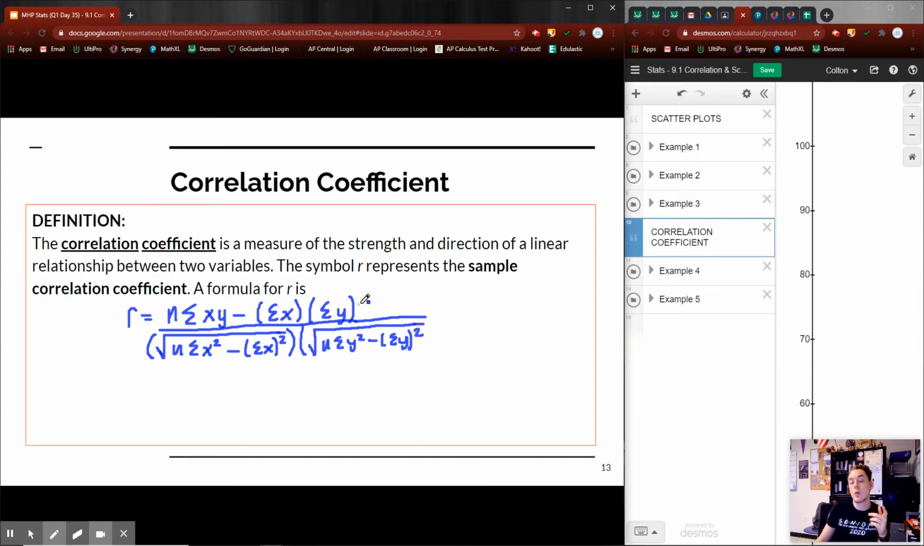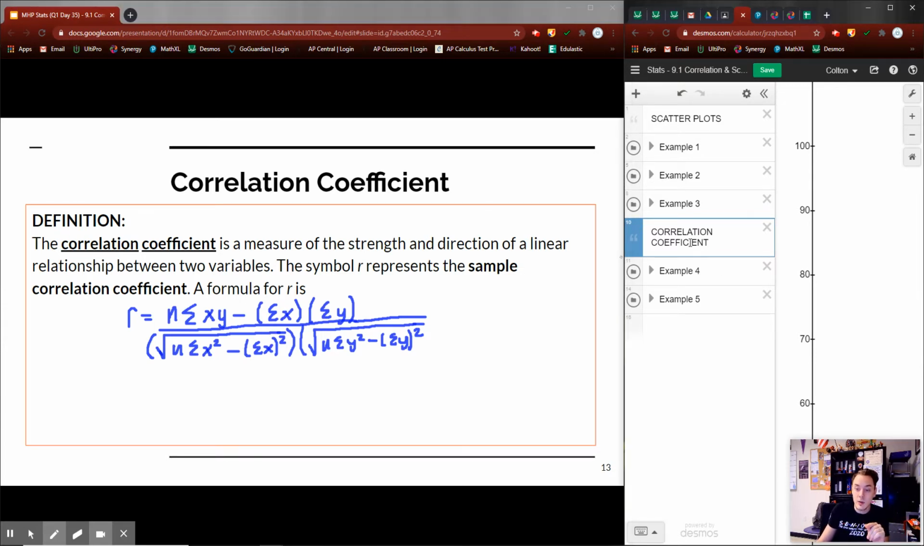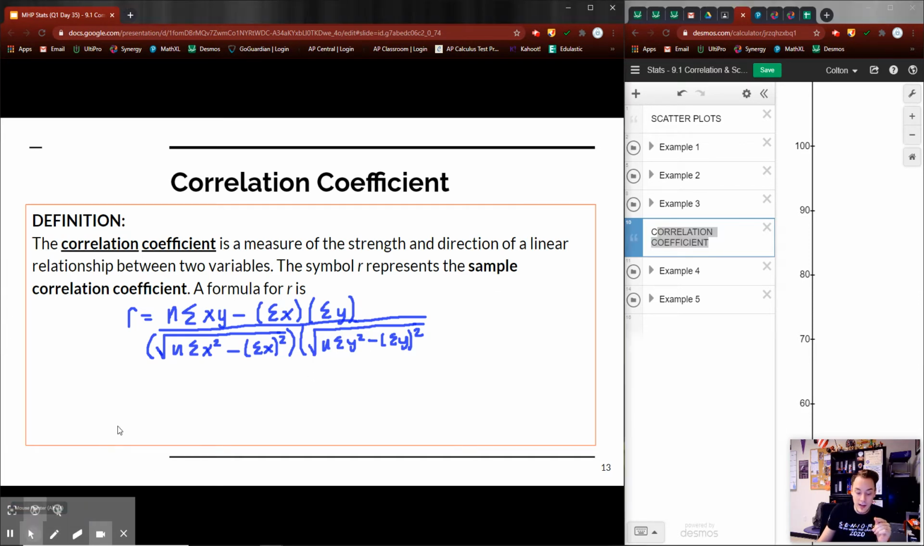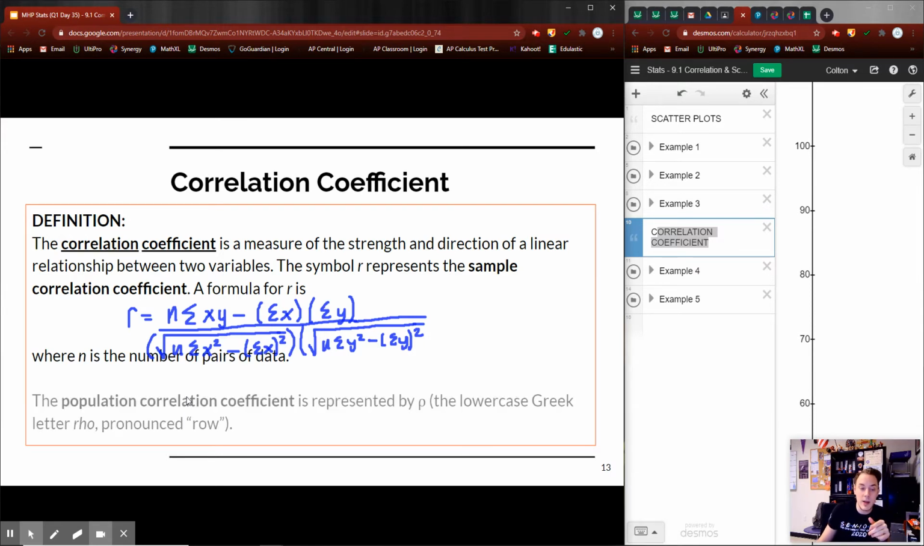This is the correlation coefficient's formula, and it is awful. It is gross. Is it not? This is really gross. So we're not going to be doing this. We're going to be using Desmos. So with that said, I just like to give you the formula just in case. Now, n is the number of pairs of data.